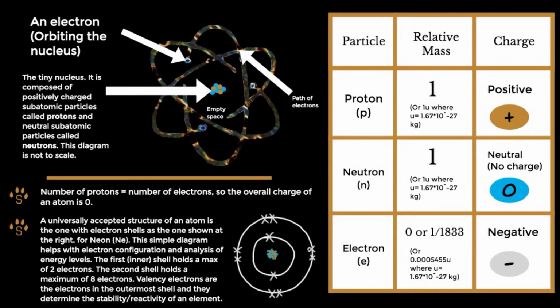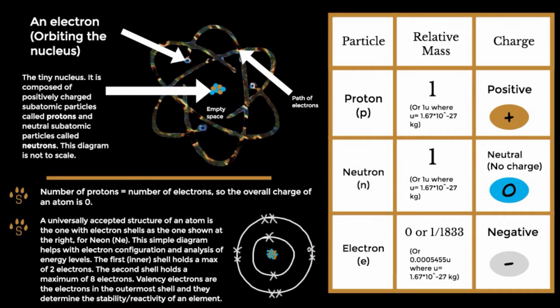So let us look at the first particle, which is the proton with the small letter p. The relative mass is 1 or 1u, where u is equal to 1.67 times 10 to the power negative 27 kgs or kilograms, depending on the way you want to say it. Then its charge is positive. It has a positive charge. So if you got everything correct, give yourself a tick.